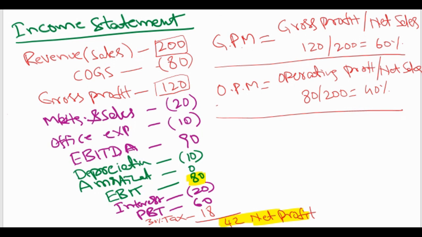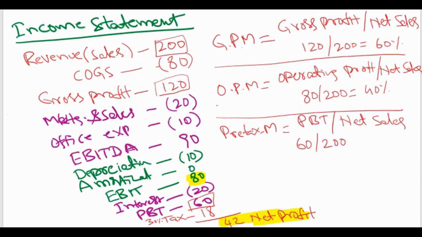And next, let us look at pre-tax margin. How do you get the pre-tax margin? You need to take profit before tax divided by net sales. So what is the profit before tax? Profit before tax is 60, divided by net sales, which is the same 200. So equal to 0.3, which is 30%.